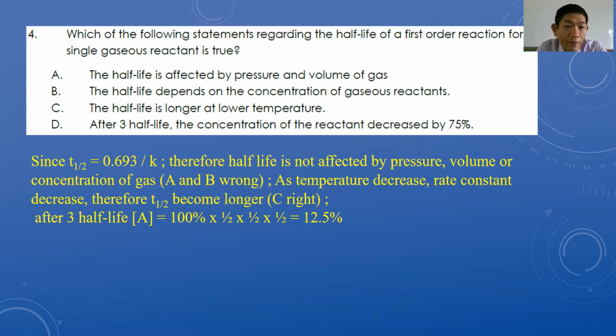And finally D, after 3 half-lives, the concentration of the reactant decreased by 75%, which is wrong. After 3 half-lives, you decrease by 87.5%, so the final concentration will be 12.5%. Okay, so the best answer in here is C.